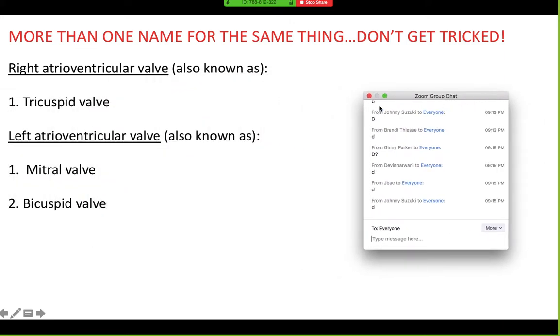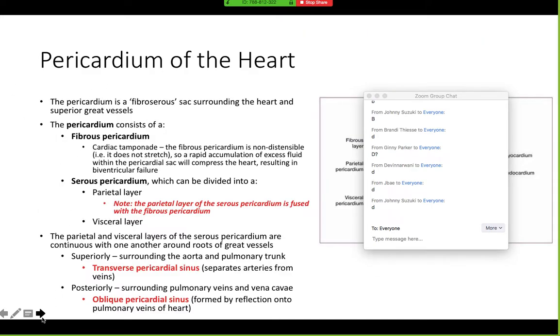Also, this can be tricky on the exam. If you're only comfortable with calling the right AV valve the tricuspid, don't be thrown off if they say right AV, or if instead of saying mitral, they say bicuspid. Make sure that you're comfortable with interchanging all of these names.